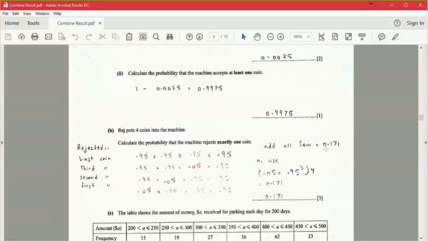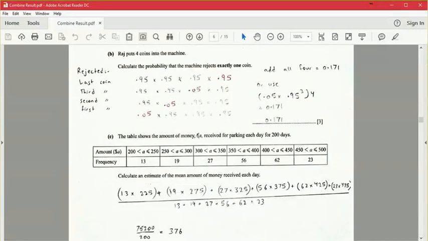We'll add all 4 to give 0.171, or we use this equation, 0.05 times 0.95 power 3 times 4, which is exactly the same. It's like this one. It will give the same answer.